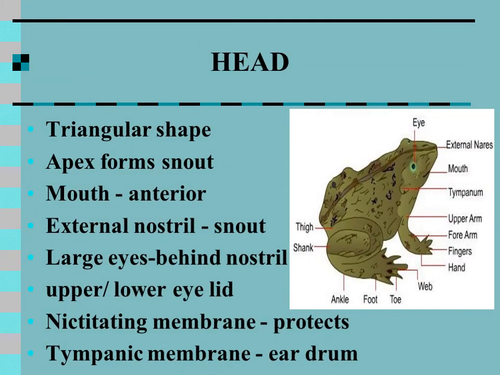First, let us see the parts present in the head region. The head is almost triangular in shape, right? At the end, the apex forms the snout. That end part of the head is the snout. In that snout, the mouth is present on the anterior side.